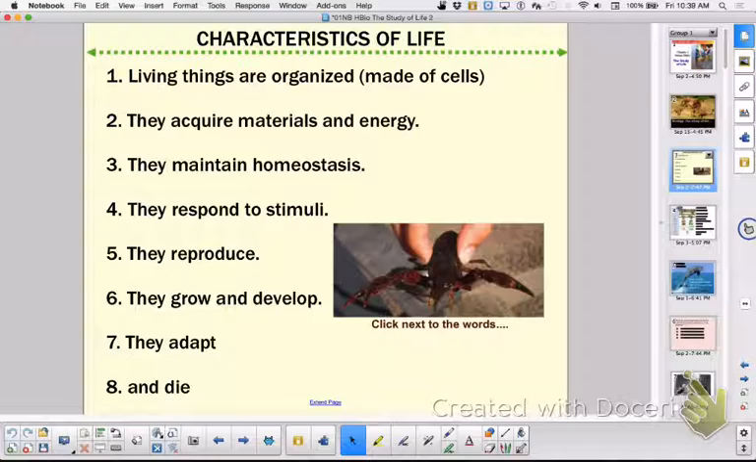Living things are organized, made of cells. They acquire materials and energy. They maintain homeostasis. They respond to stimuli and reproduce. They grow and develop, and they adapt and die. Perfect. Type it up.